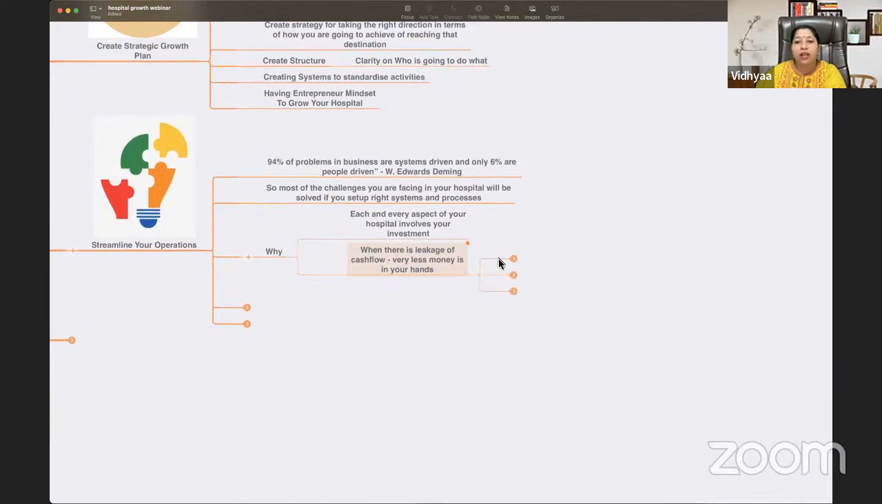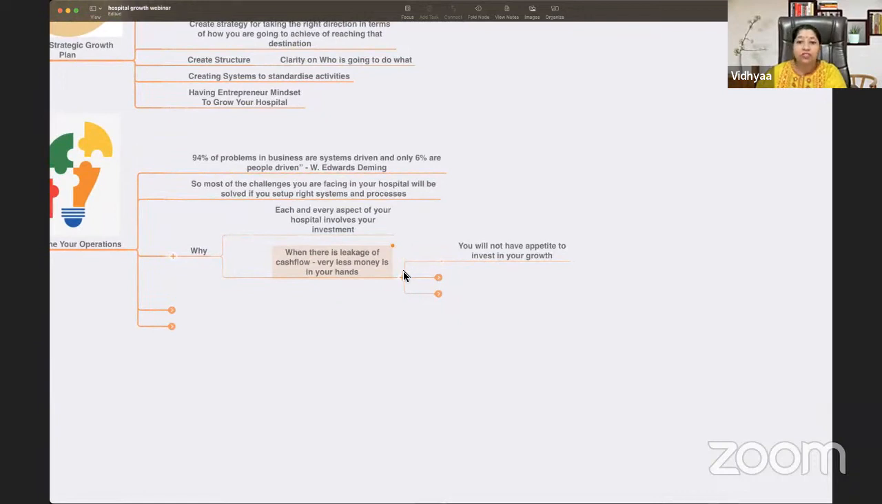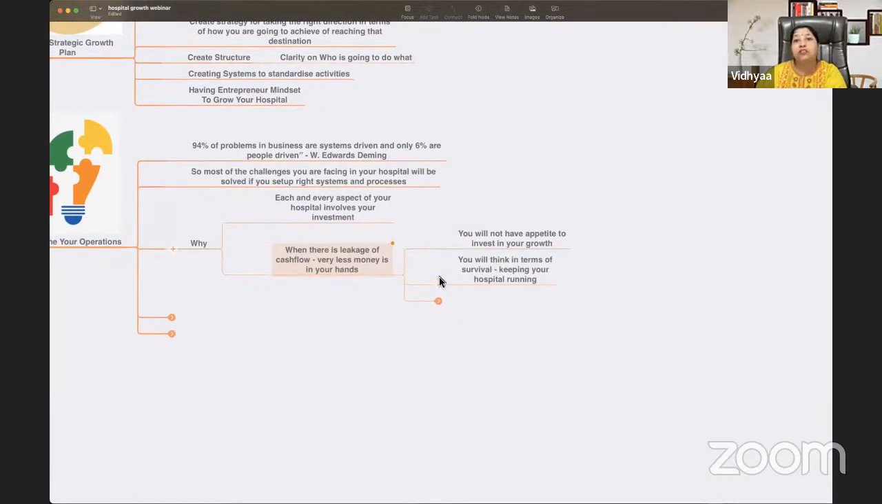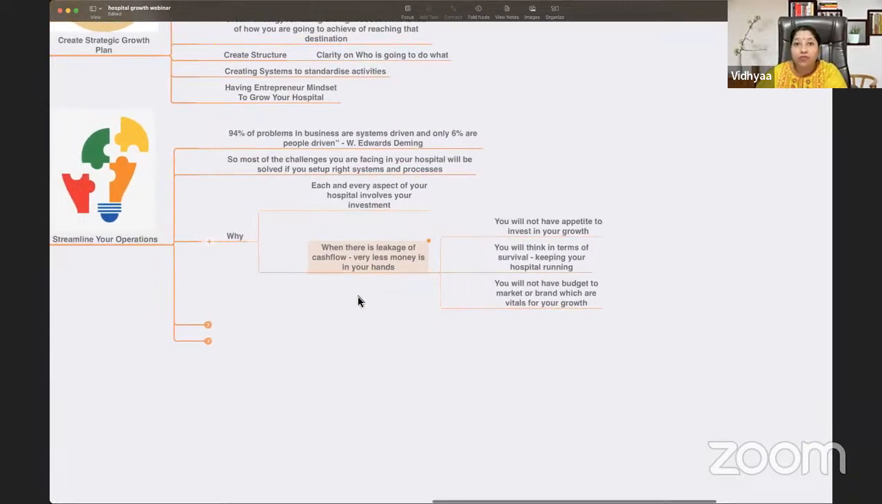When there is leakage, you will have less money in your hands and you will not have the appetite to invest in your growth. You will not think in terms of growing. You think in terms of survival. You feel that running your hospital is by itself surviving, making it run is the ultimate focus. Growth is not the ultimate focus because there is no cash flow. You're not having cash on hand to expand or grow your practice, and you will not have budget to market or brand, which are vital for your growth.